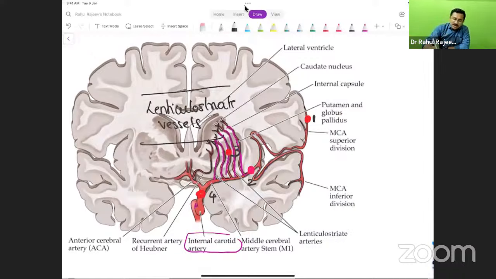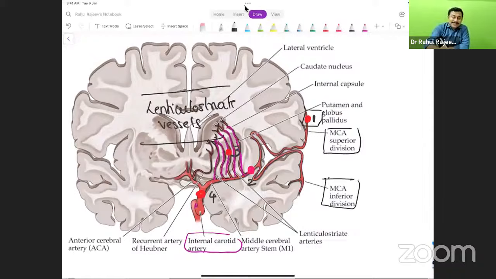Well, it is not one, because one is supplying the cortex. So definitely it is not the superior division of MCA, neither is it the inferior division. Two is the region after the lenticulostriate. If two is getting blocked, do you think the internal capsule will be affected? No, because the middle cerebral artery has already given off the lenticulostriate vessels. So it is not going to be two, because if two was affected, the internal capsule would be spared. Three is definitely a possibility, because the lenticulostriate is affected and you have an internal capsule lesion.